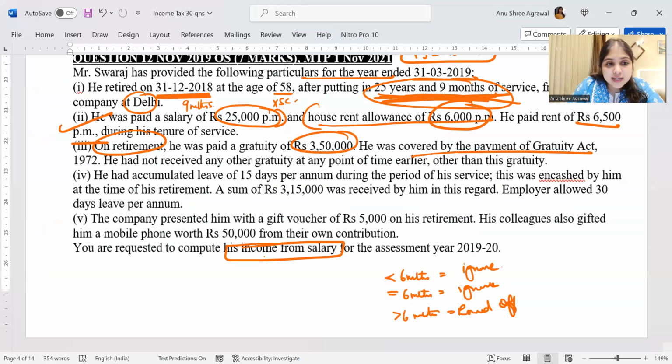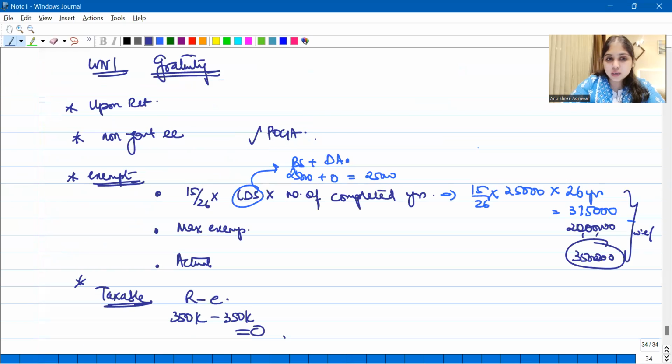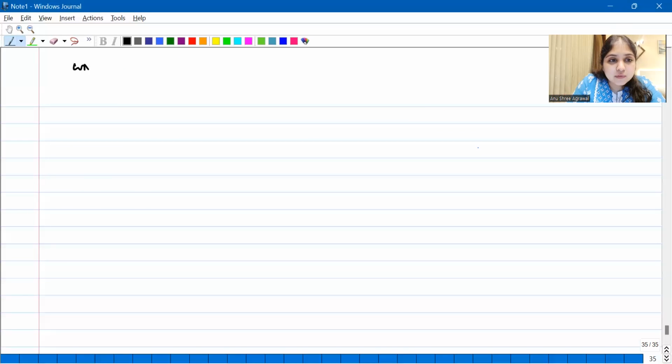Okay, this was the gratuity discussion. Then coming to the fourth discussion: he had accumulated leave of 15 days per annum during the period of his service. This was encashed by him at the time of retirement. 3,15,000 was received by him in this regard. Employer allowed 30 days leave per annum. Which concept, guys? This is your leave salary concept. Let me create another working note for this. Let us say working note number 2, for leave salary.